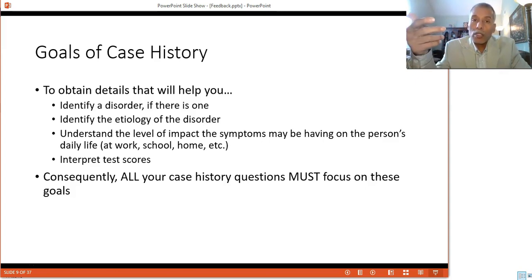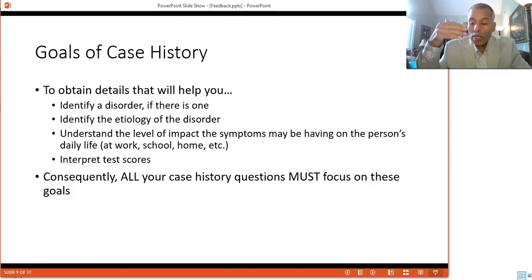So you might call them by phone, or on the day of the evaluation, you spend a few minutes at the beginning and say, I have a couple of follow-up questions on this. You ask them these questions and you collect the information. But the goals of the case history are, number one, to identify a disorder if there is one. The case history itself doesn't make us do that. The information you get will enable you to interpret the scores that you collect.